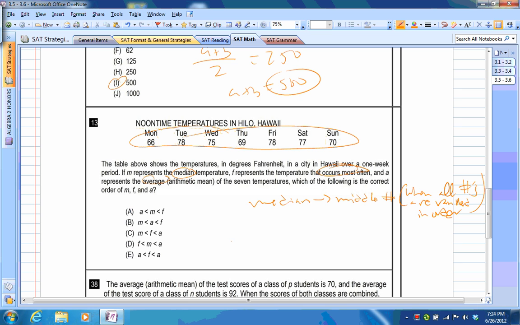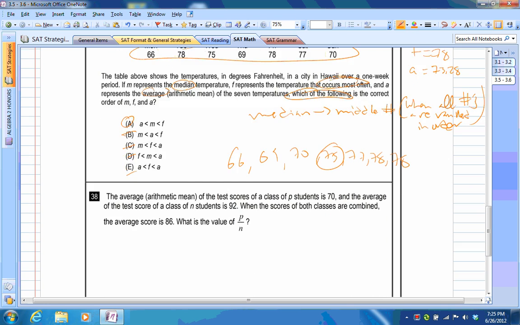So in this case, if I rearrange these numbers: 66, 69, 70, 75, 77, 78, 78. So clearly my median is 75. The number that shows up most often, obviously 78. The average requires a bit of work, but you have to add up all these numbers and divide by 7. If you work that out, I think you get 73.28. So clearly the ranking should be A is less, M is in the middle, and F is going to be the highest. So the answer is A. And again, use the words "which of the following," so we go through process of elimination. That's the only one that works.